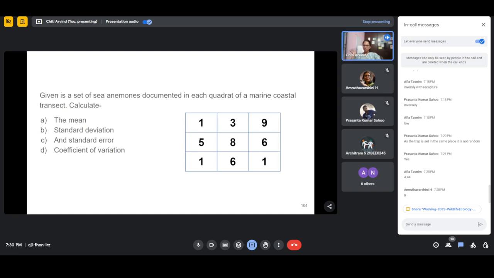Now what does the coefficient of variation do? The coefficient of variation computes the differences between the standard deviation and the mean, right? And for this, the coefficient of variation is calculated by dividing the standard deviation by the population mean, and you multiply that by 100, right? So that gives you a ratio.